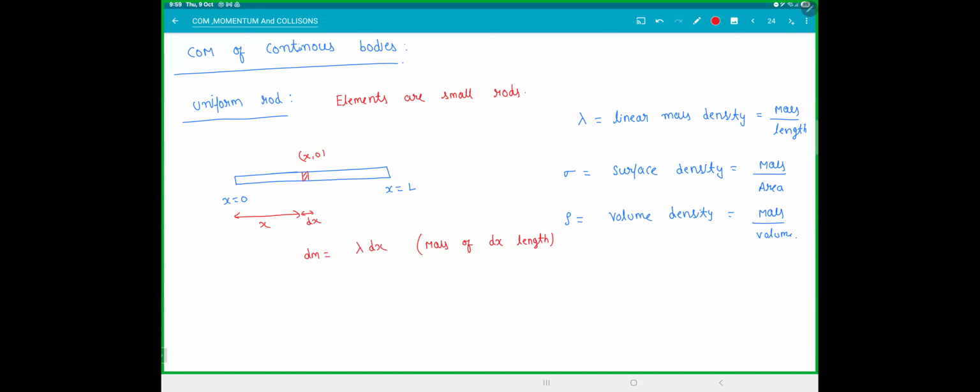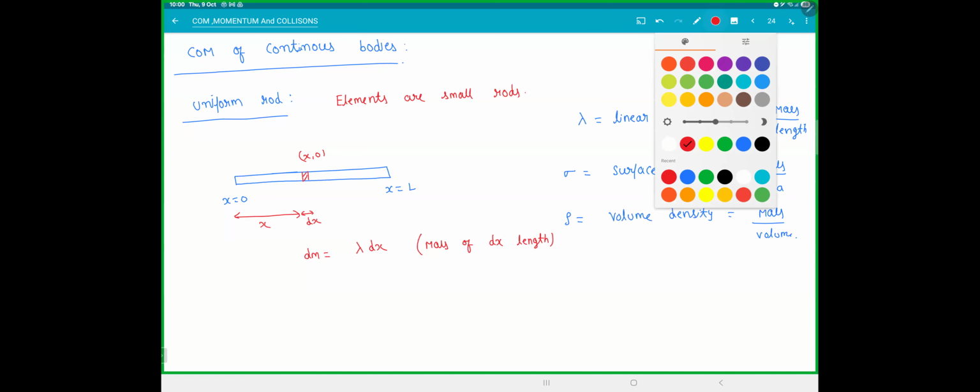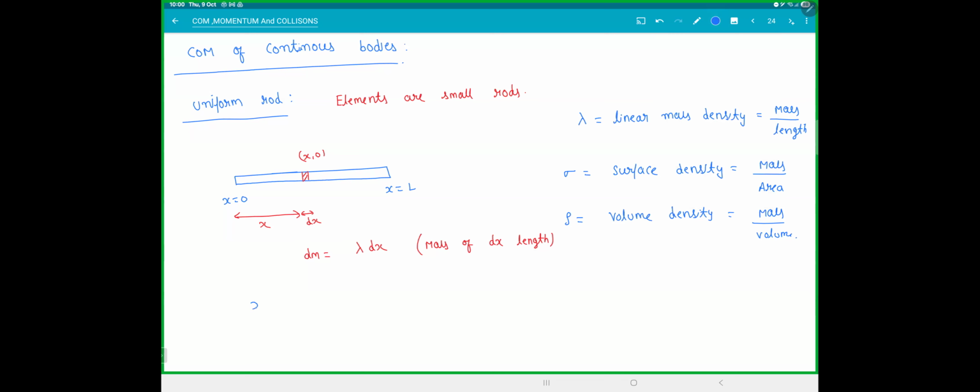If it is a uniform rod, lambda also will be capital M by L. Are you getting how I wrote lambda dx? Lambda is mass per unit length. If you multiply that with the length of the rod, you will get the mass of the rod. Then the formula for center of mass, x center of mass will be integral x dm by integral dm.